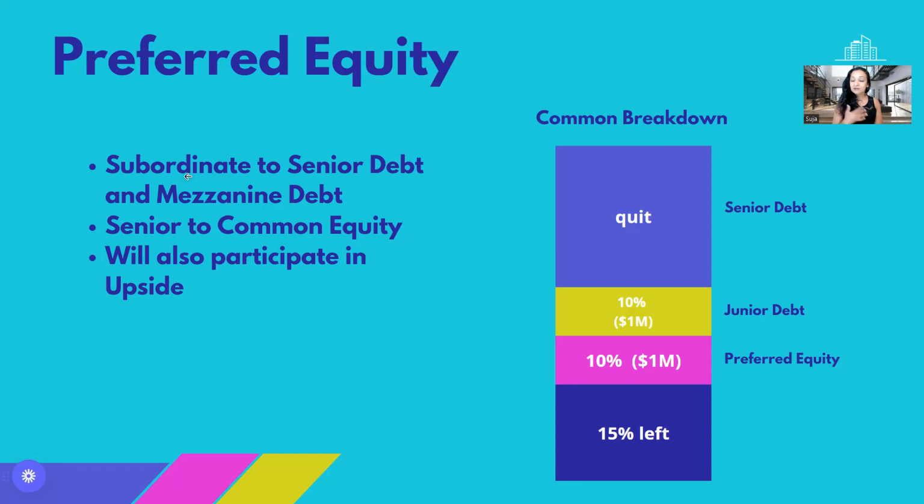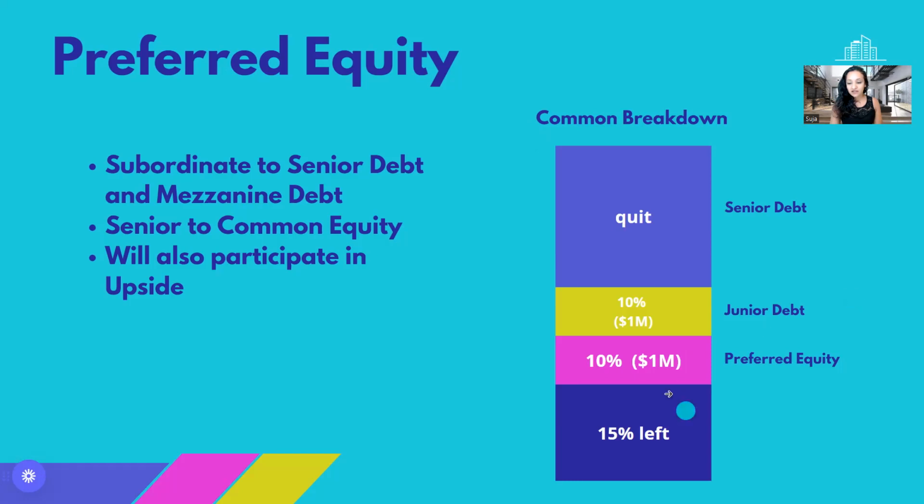So that means that if something went wrong with the property, first, the senior debt would get paid down, and then the junior debt would get paid down, and then the preferred equity is next in line. So if the valuation just went down, like let's say it went from 24 million to 20 million, then it's possible that you would still get your money back if you were in the preferred equity space. Preferred equity also sometimes participates in upside.